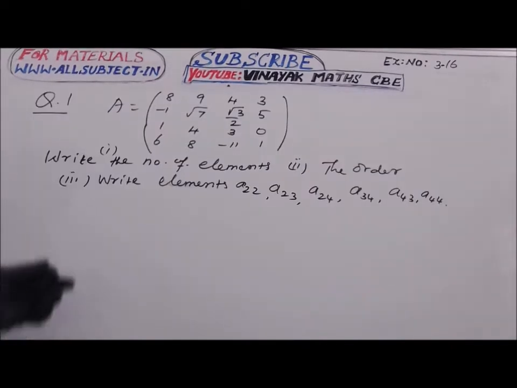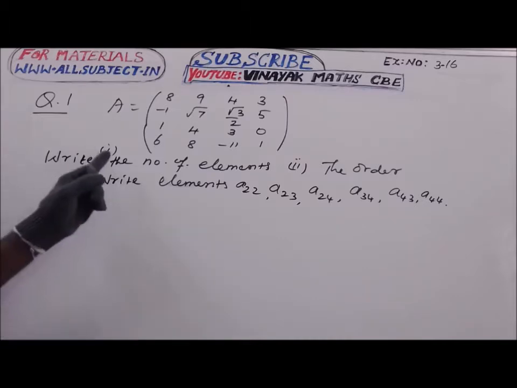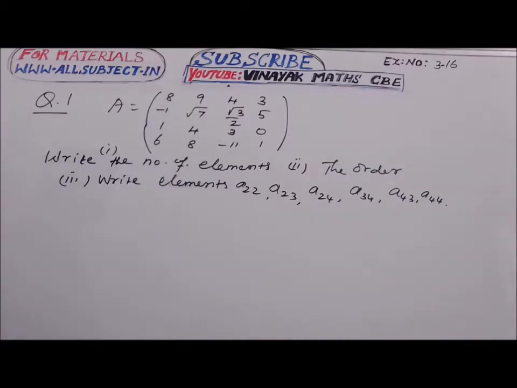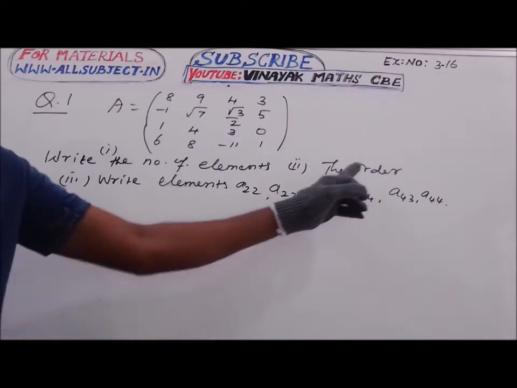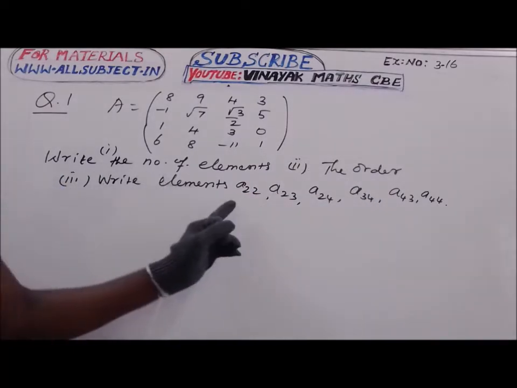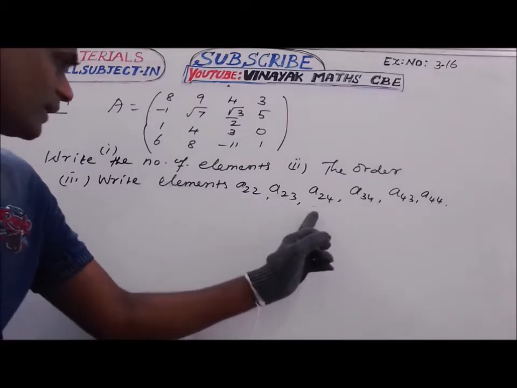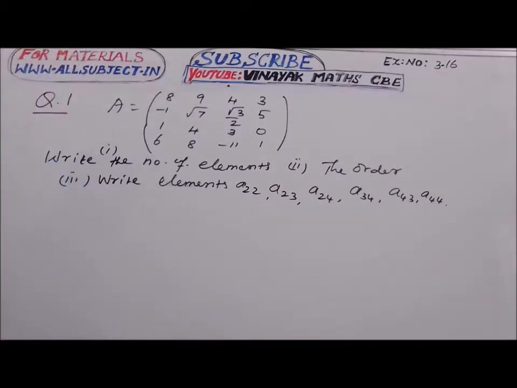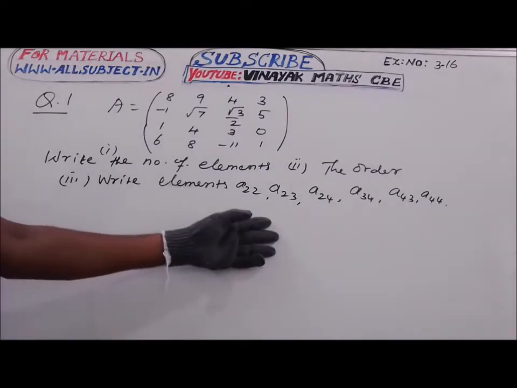Question number 1. Given a matrix, write the number of elements in it. Subdivision 2, find the order of the given matrix. Subdivision number 3, write the elements of A22, A23, A24, A34, A43 and A44. These are the subdivisions we need to find.